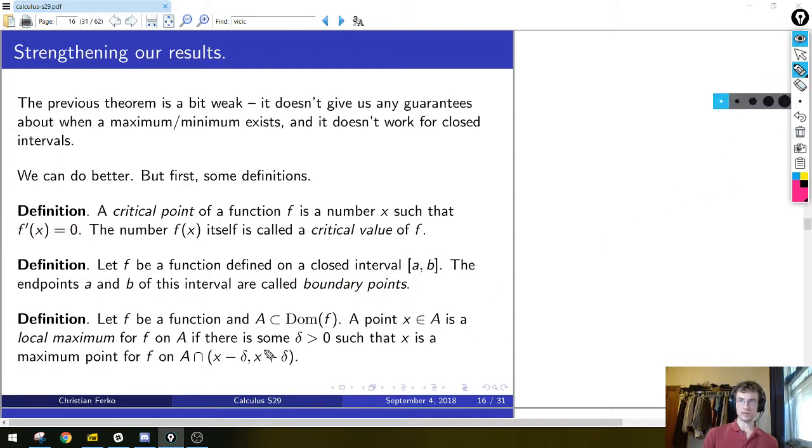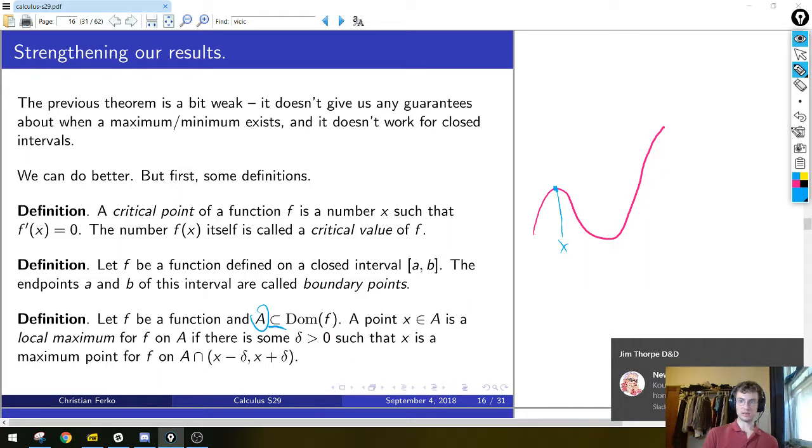One more thing. I hinted at this with the picture when I showed you, say, a local maximum, which is larger than all nearby points, but maybe not larger than points that are far away. So if f is a function and A is a subset of the domain, a point x is said to be a local maximum for f on A if there exists some delta greater than 0 such that x is a maximum point. Remember, we already defined maximum point. If x is a maximum point for f on A intersected with that interval, x minus delta, x plus delta.